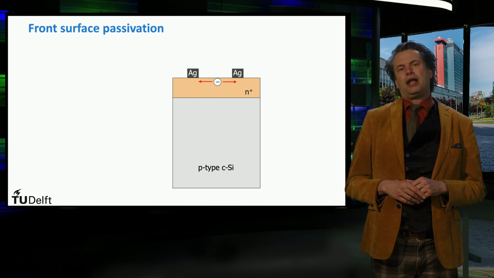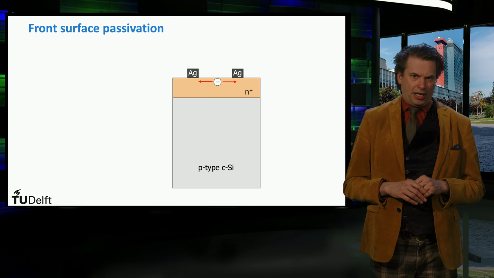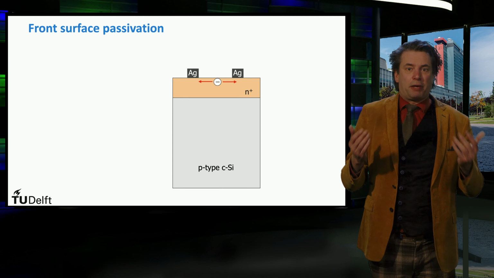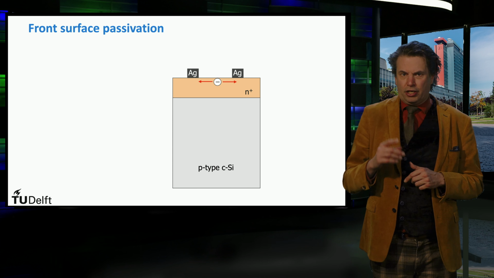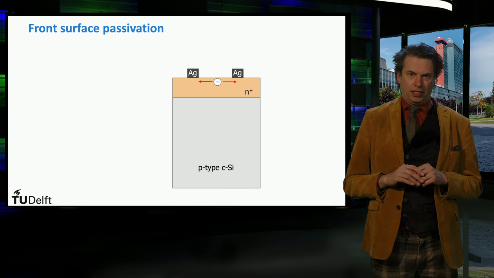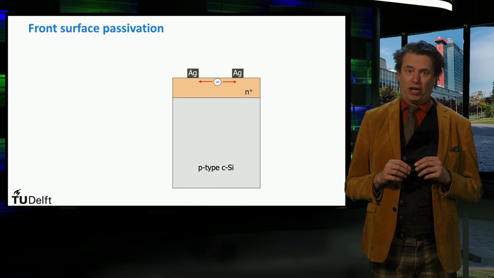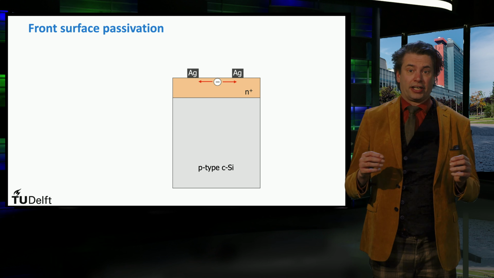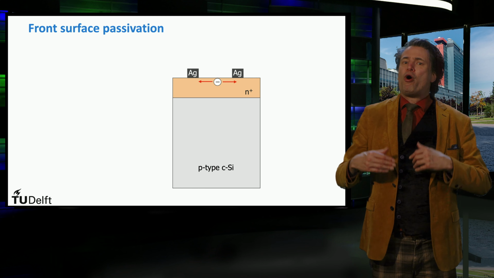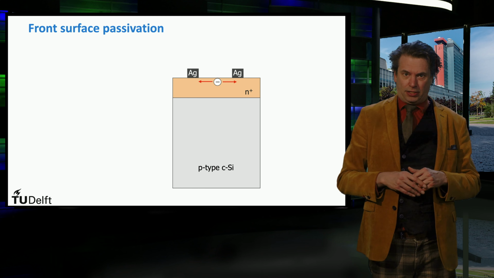Let's start with the emitter layer. At the p-n junction, the light-excited minority charge carriers are separated. The minority electrons in the p layer drift to the n layer. These electrons have to be collected. Since the silicon N emitter is not conductive enough, we have to use the more conductive metal contacts.